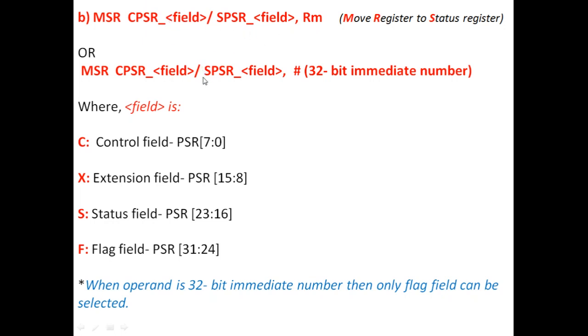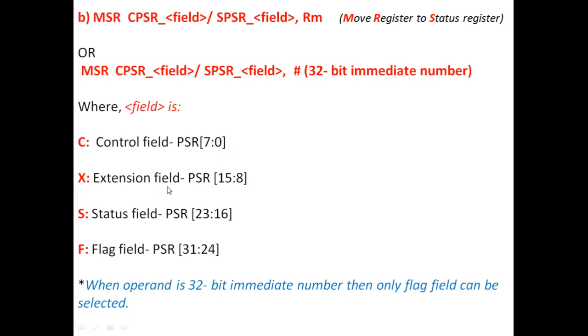Here in these instructions, you can see that a field is mentioned, and that field is one of these four. Actually, the 32-bit status register is divided into four fields of 8 bits each. From the least significant side, bits 7 to 0 are called the control field, because these bits contain control bits. Next, bits 8 to 15 are called the extension field.